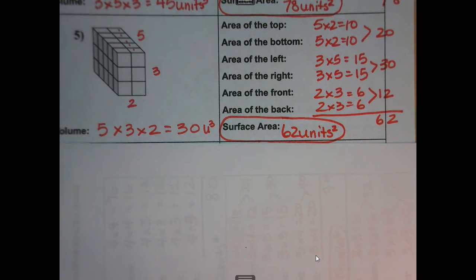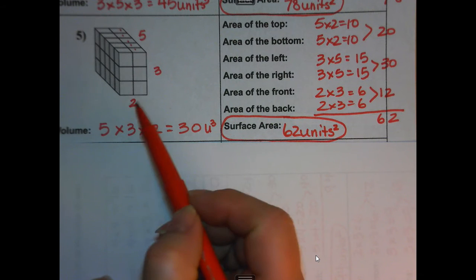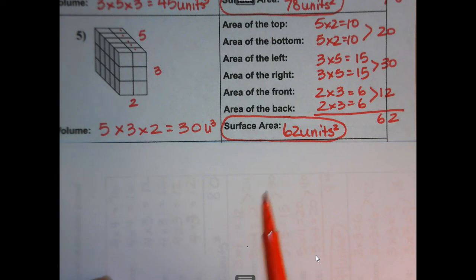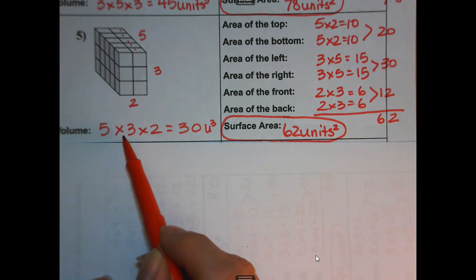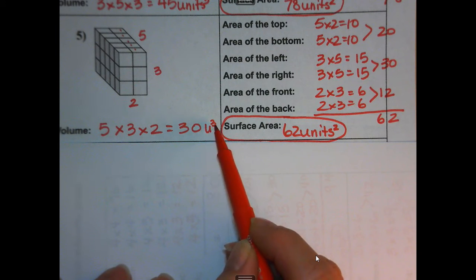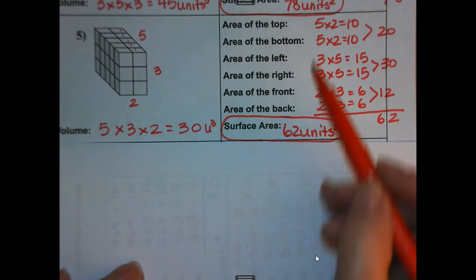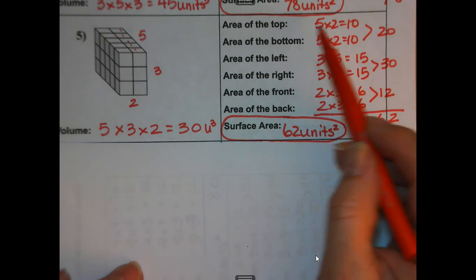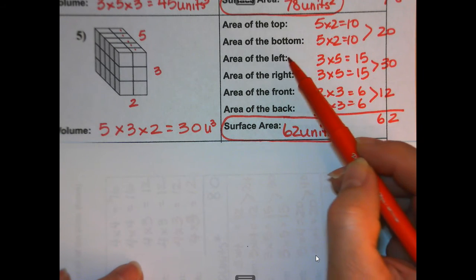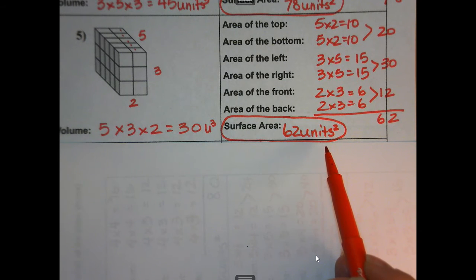Focusing on the next problem, we have another prism. All the dimensions have been labeled. 5 times 3 times 2 gives me 30 units cubed. Sometimes I'll shorten that if I run out of space, but I always want to make sure I have a label there. The surface area, again, I find the area of the top, the bottom, the left, the right, the front, the back. Add up all those areas, and I get 62 units squared.